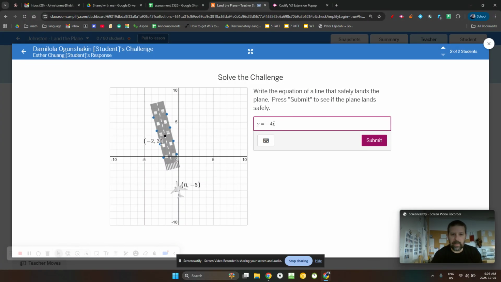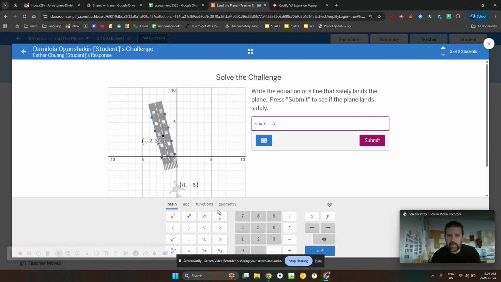And now I need to look at my y-intercept. My y-intercept is way down at -5, because that's where the line goes through the y-axis. So I need to take away 5 here. And hopefully, that should land our plane. It did.